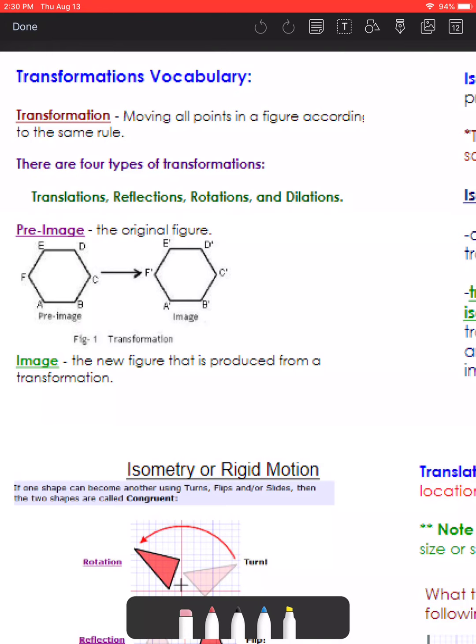So when we're talking about figures, it's helpful to name the figures as a pre-image or an image. When I talk about a pre-image, what I'm talking about is the original figure, the figure that we started with. When I'm talking about the image, I'm talking about the new figure that is produced from a transformation. So once that figure moves or gets larger, smaller, rotates, reflects, whatever the case may be, that new figure that's formed is called the image.